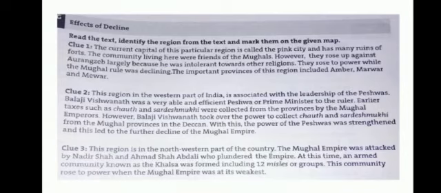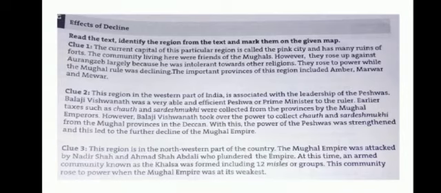Now, here is the first clue. The current capital of this particular region is called the Pink City and has many ruins of forts. The community living here were friends of the Mughals. However, they rose up against Aurangzeb largely because he was intolerant towards other religions. They rose to power while the Mughal rule was declining. The important provinces of this region included Amber, Marwar, and Mewar. I hope you understood that we are talking about the region that you need to identify.